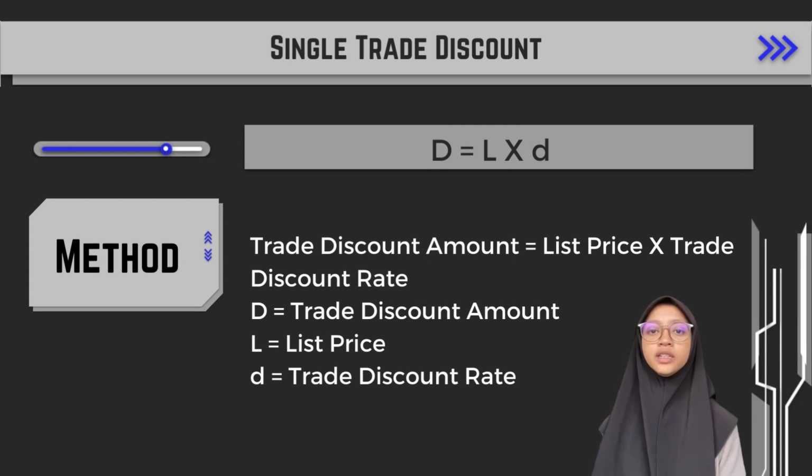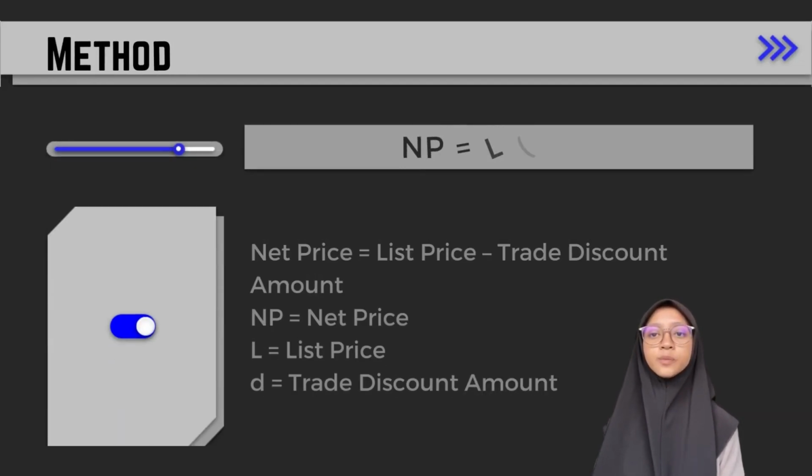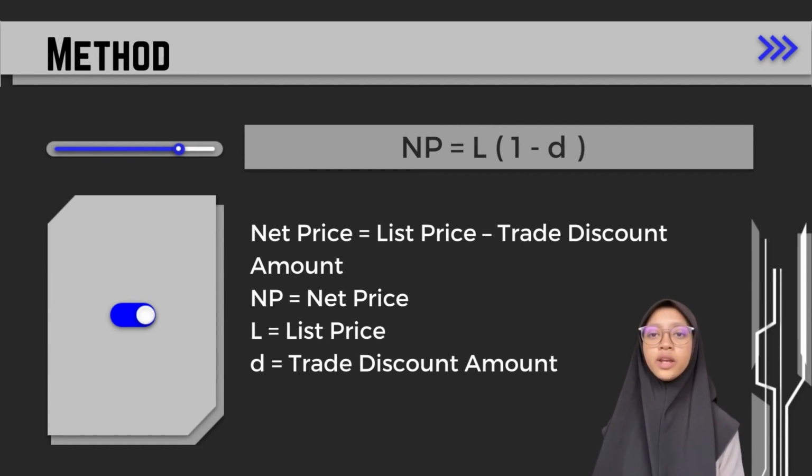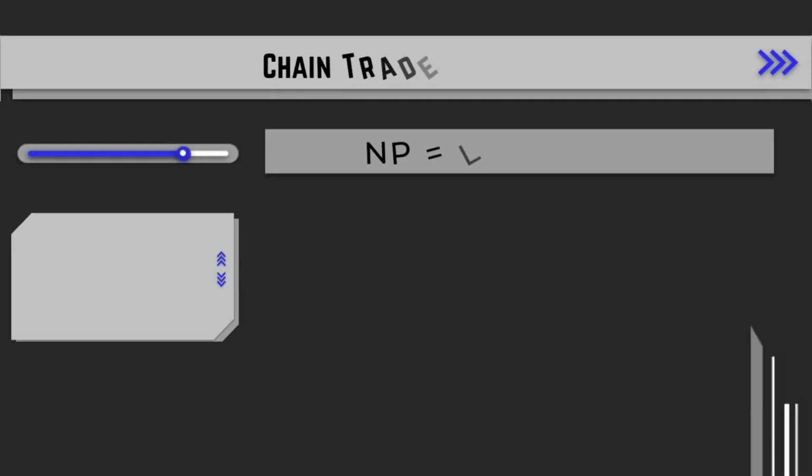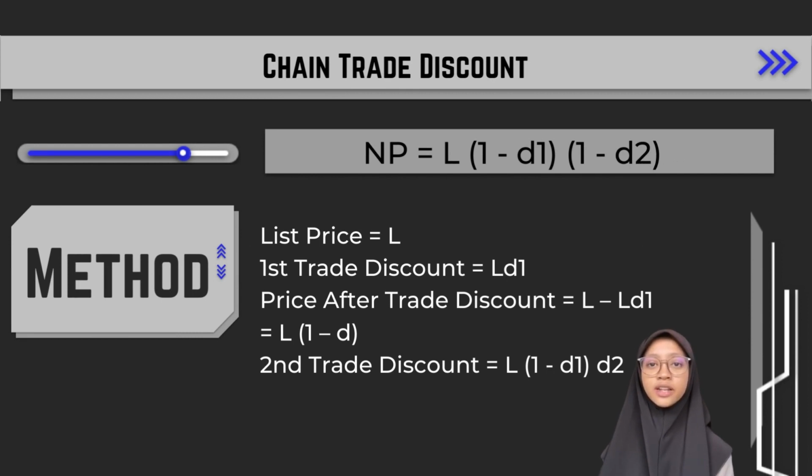The formula for the single trade discount is D equals L times small d, where D is the trade discount amount, L is the list price, and small d is the trade discount rate. To get the new price, we use NP, the net price, equals L, the list price, times 1 minus small d. The formula for the chain trade discount is NP equals L times 1 minus D1 times 1 minus D2.